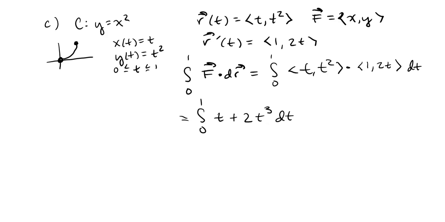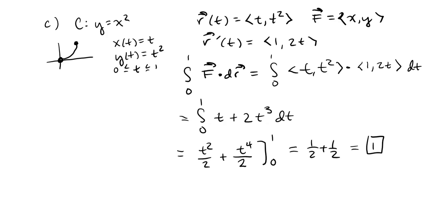So in that one, we're going to end up getting t squared over 2. And then we're going to bump t cubed up to t to the 4th, and then we'll divide by 4, which will cancel partially with the 2. So we'll be left with t to the 4th over 2. Evaluate that from 0 to 1. Plugging in 1, we get a half plus a half. Plugging in 0, we get 0. So again, we get 1. So every single time we've gotten that the line integral of F going from (0, 0) to (1, 1) is 1.